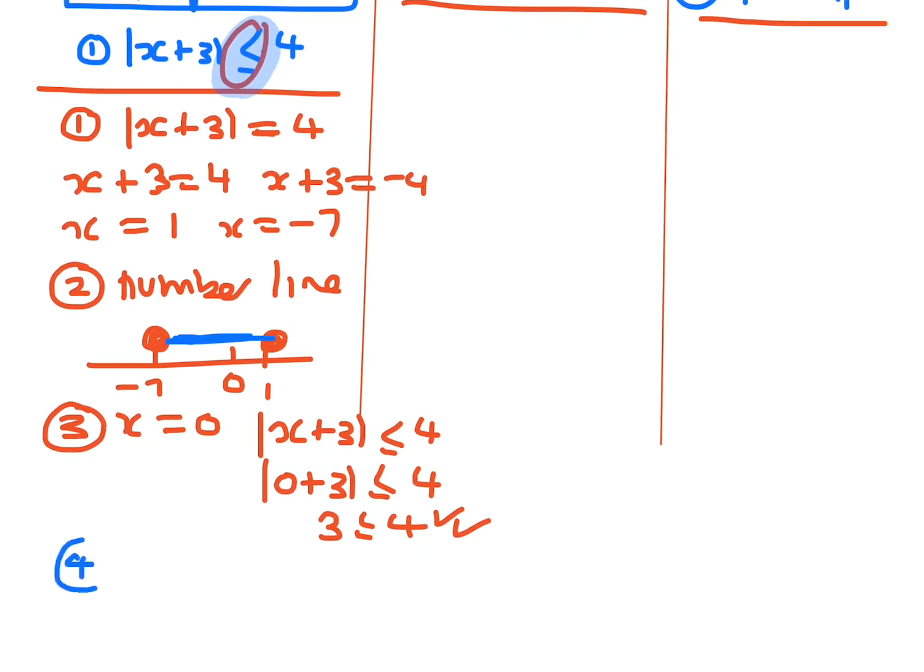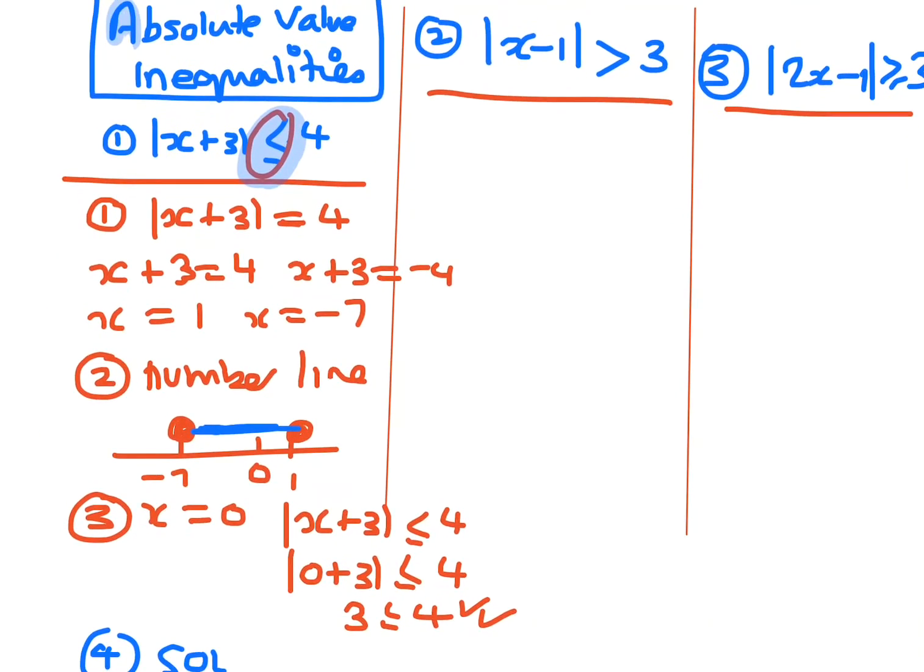And then the fourth step is to write what the solution is. So it's going to be minus 7 less than or equal to x, less than or equal to 1. Okay.